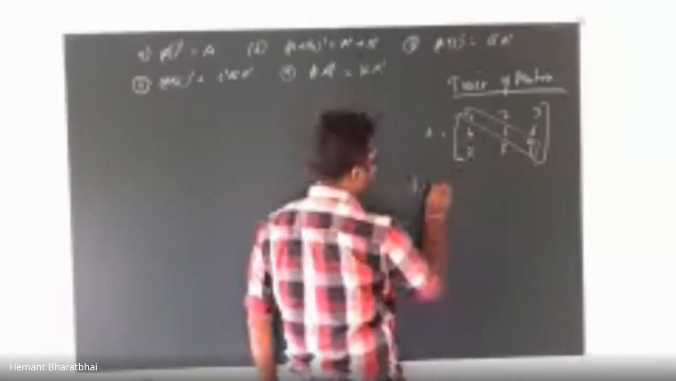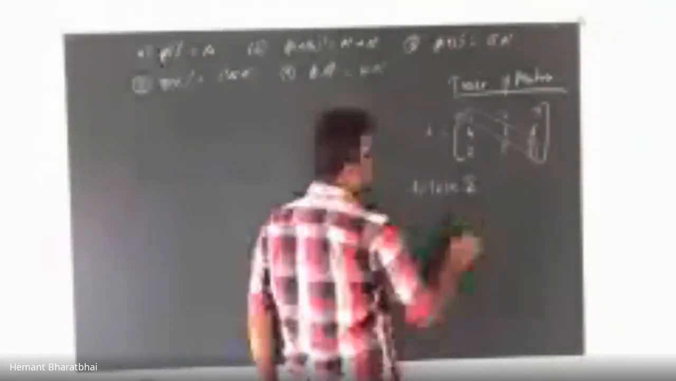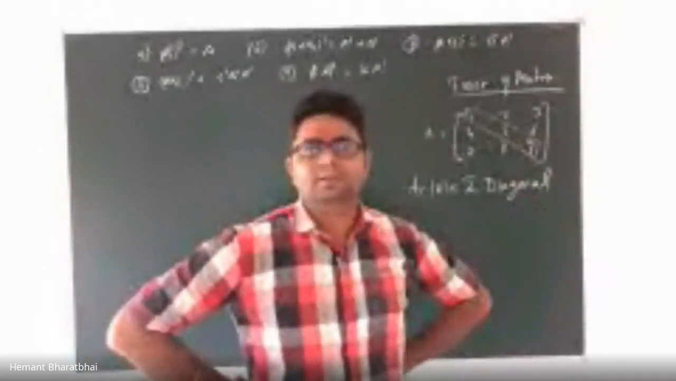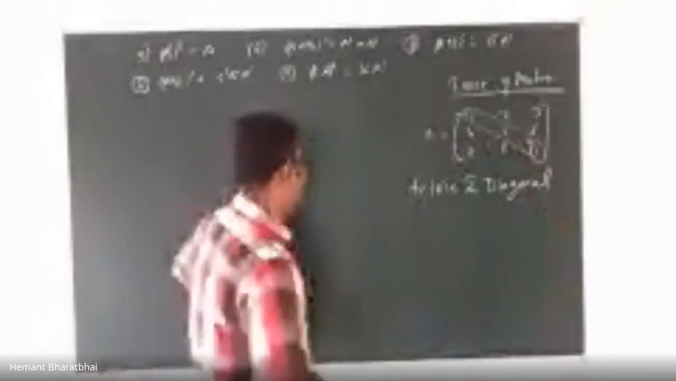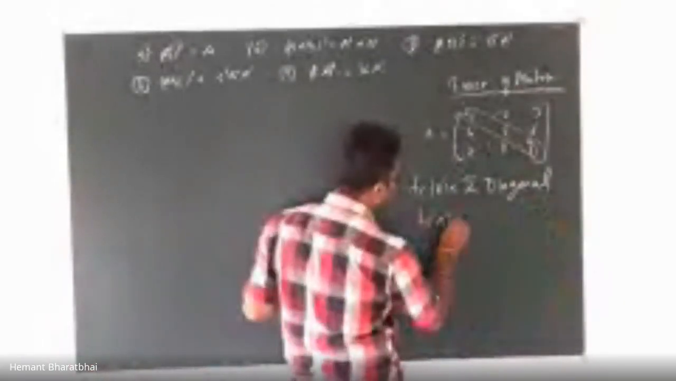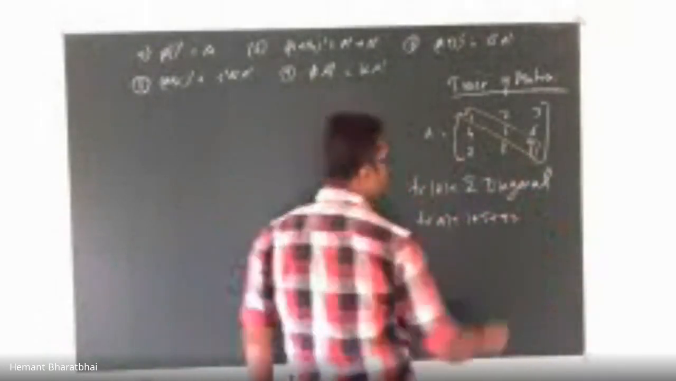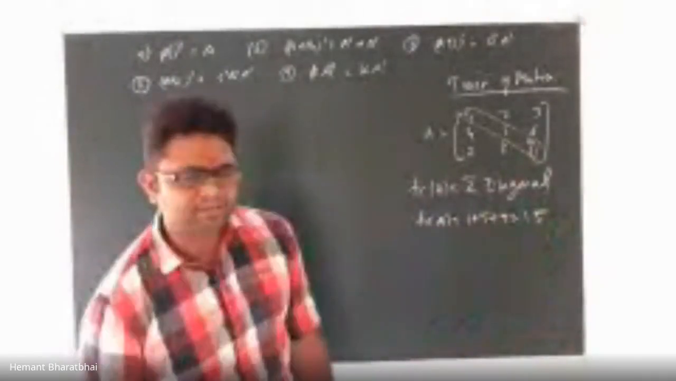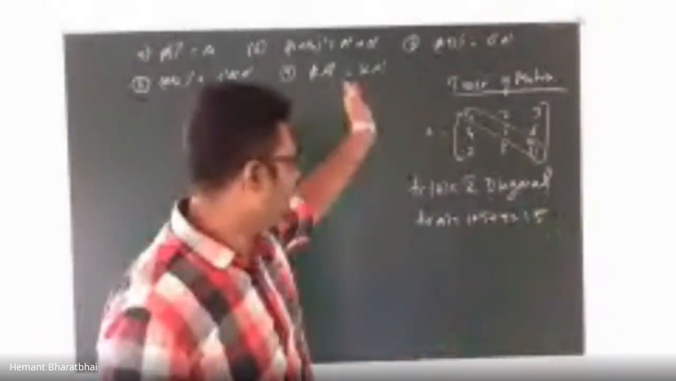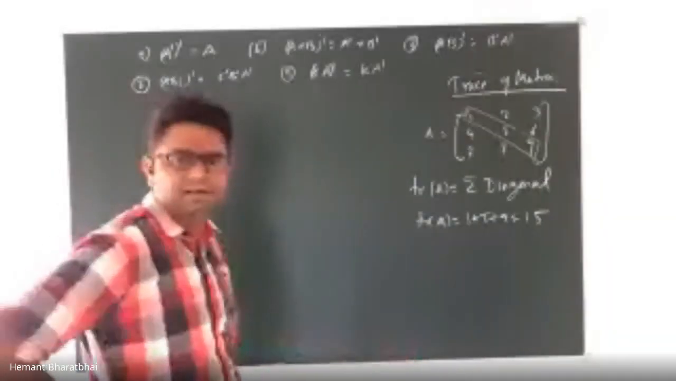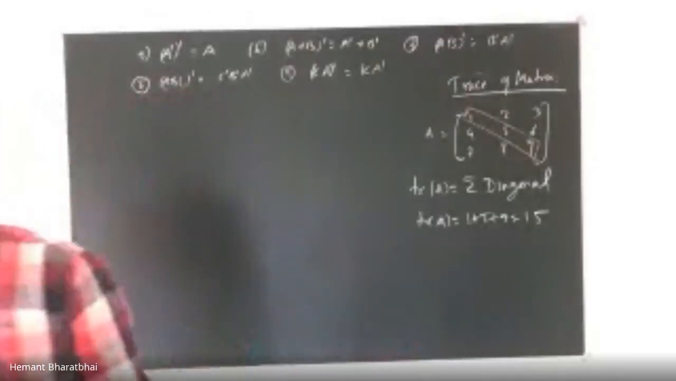So this trace of matrix A is nothing but sum of elements of diagonal. In this case, the trace of matrix A will be nothing but 1 plus 5 plus 9. So that is 9 plus 6, that is 15. Okay, so trace is nothing but just add the elements of the principal diagonal. Whatever number you are getting, that is called as the trace of the matrix. So the next set of properties is for the trace of a matrix.